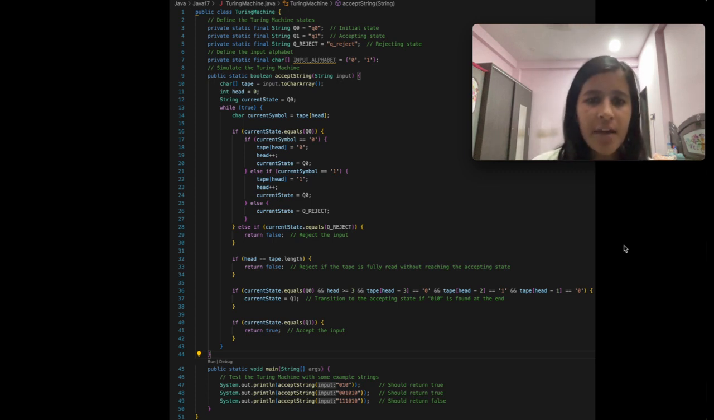Similarly, if we have 1, the tape head says 1, the head is incremented and we move on to the current state. We can see in the main function that it has three strings, 0, 1, 0, which is accepted by the Turing machine, 0, 0, 1, 0, 1, 0, which is also accepted by the Turing machine, and finally 1, 1, 1, 0, 1, 0, which is also accepted by the Turing machine.